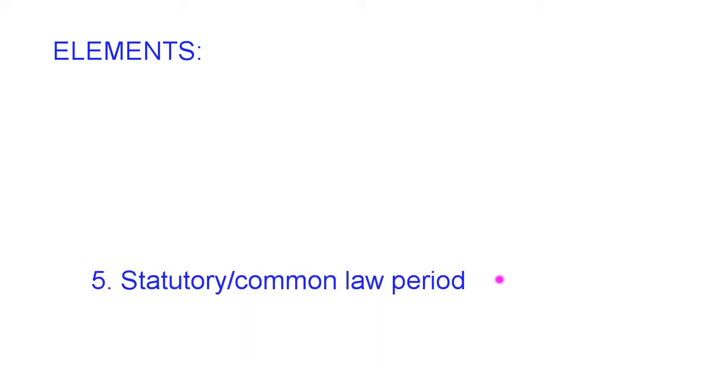The last element is that you have to continuously occupy the property for the entire duration of the statutory or common law period. And again, this can range from, as I said before, 20 years under the common law and 5 to 21 years generally under the statutory period. 10 is also a common period. So those are the elements, very basically.